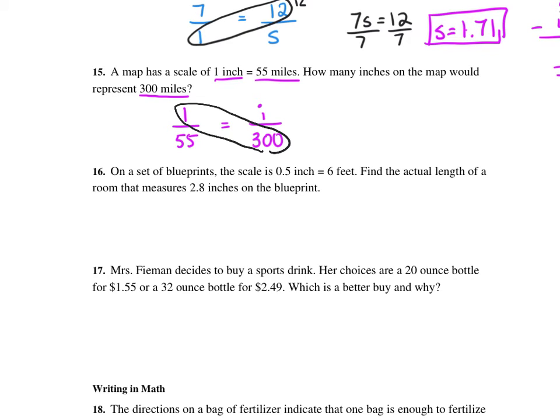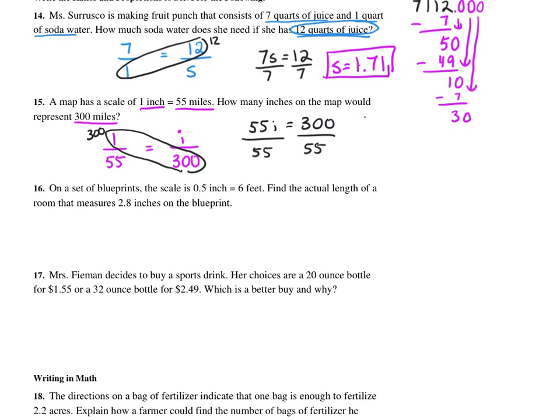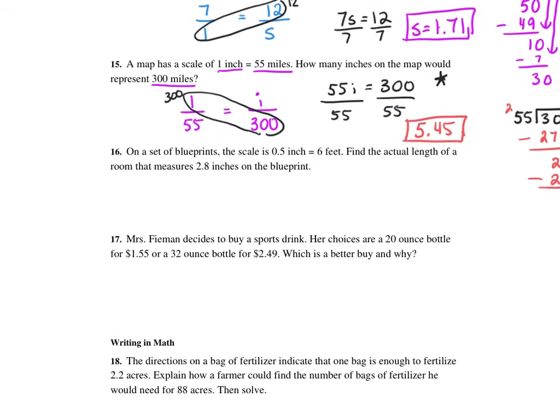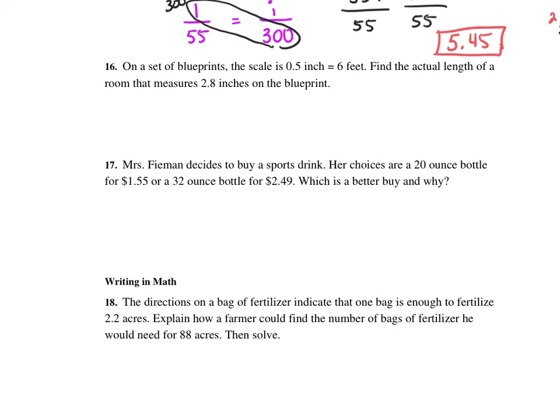So now I'm going to use my cross multiplying. 300 times 1 is 300. So 55 times something has to equal 300. Do that division to solve. Tell me what you get for this question when you divide. This one again goes on for a while, so we can round this one to 5.45 for our inches there. Let's take a look at the next one.